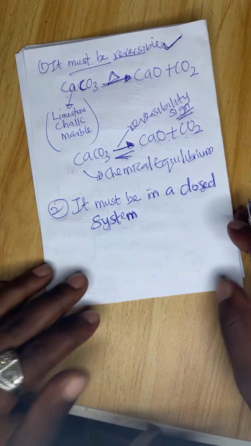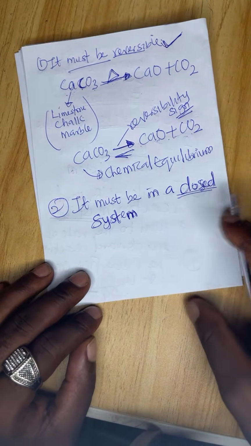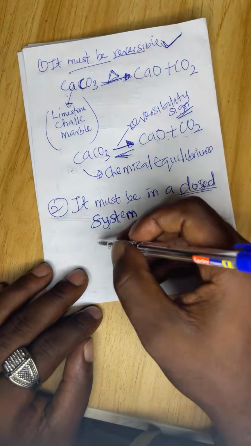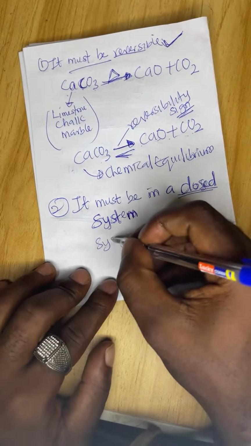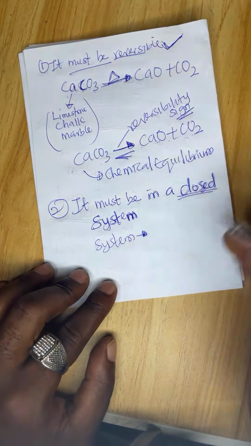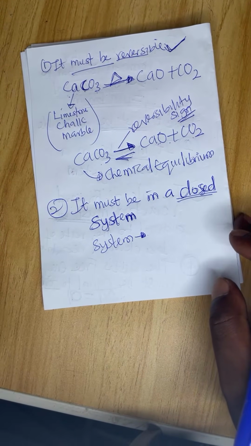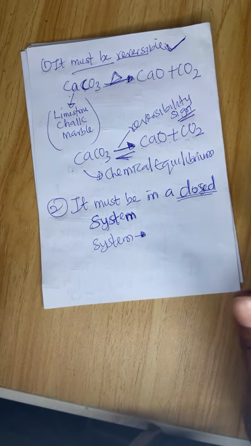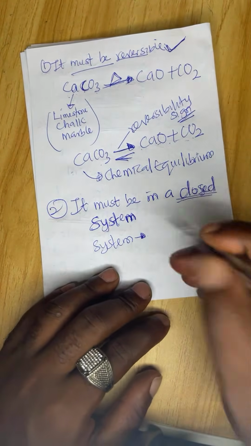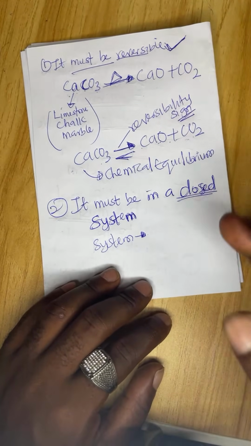It must be in a closed system. I will tell you what it means by closed system, and before that, I will tell you what a system is. What is a system? This is not a computer system now. A system in chemistry or physics is a place in the universe set aside for the purpose of an experiment.